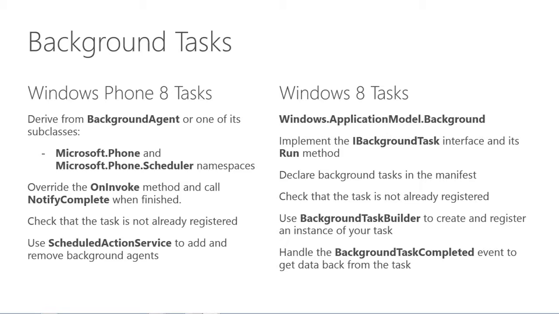Windows 8 is a little different. You're using the Windows.ApplicationModel.Background namespace. You implement the IBackgroundTask interface and its Run method, and then you declare the background tasks in the manifest. Again, that's another capability that the end user gets to see and gets to accept as part of downloading and installing your task. Again, you check that your task is not already registered, and then use the background task builder to create and register an instance of your task. And then you make sure that you handle the background task completed in order to get data back from whatever that background task was doing.